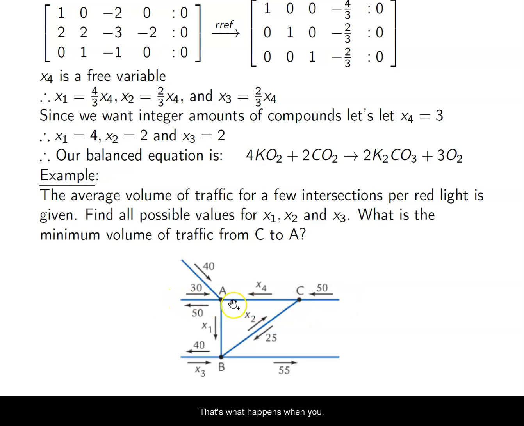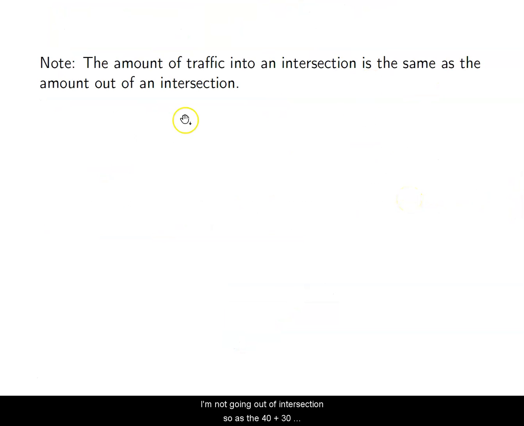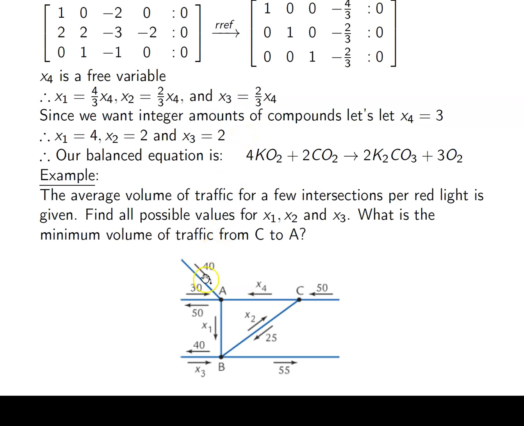Because that's what happens when you go through a light, right? You go in, you have to go through a light, you don't sit in the middle of the street. So we're going to do that with each node. So that was A. It's the same as the amount going out of an intersection. So A is the 40 plus 30 plus X4, and going out is the X1 plus 50, right? 40, 30, X4 in, 50, X1 out.